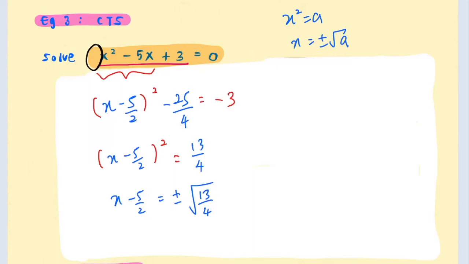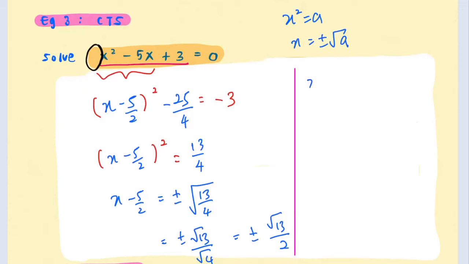We can simplify this. Plus minus square root 13 over 4. So this is plus minus square root 13 over 2. So now let's conclude our answer. We have x minus 5 over 2. This will be equal to plus minus square root 13 over 2.